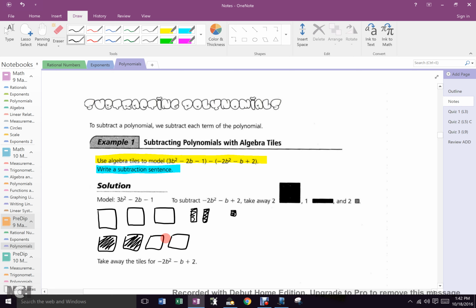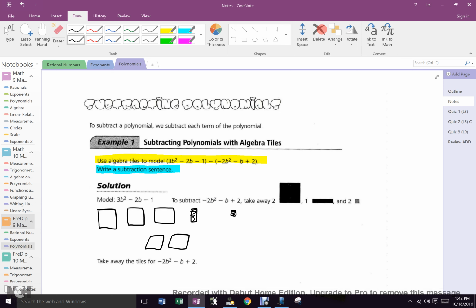Now, do I still have 3b squareds? Yes. I do, because this is 0 down here, isn't there? Now, can I take away 2 big black ones? They can disappear. That was really anticlimactic. Got it? Now, can I take away 1 black bar? Oh yeah, because he's already there. So that guy can disappear.